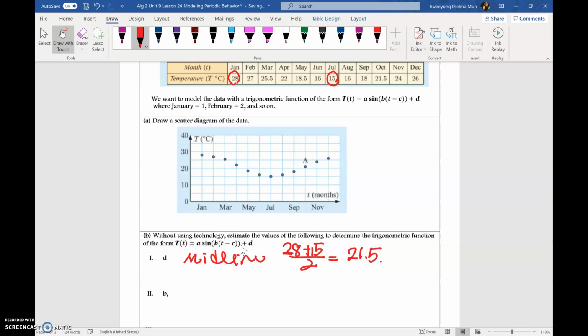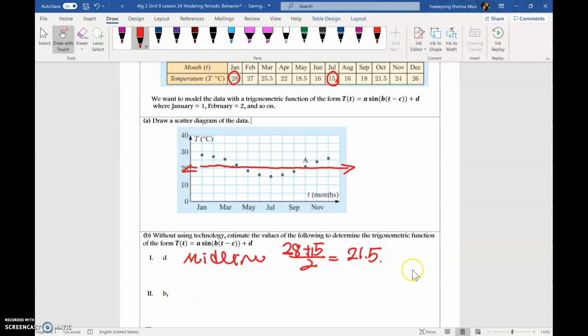So the midline seems to be somewhere over here, somewhere in the 20s range, right? It's somewhere over here, just estimating. It seems to be the midline. Right? So now we're going to find the B value.